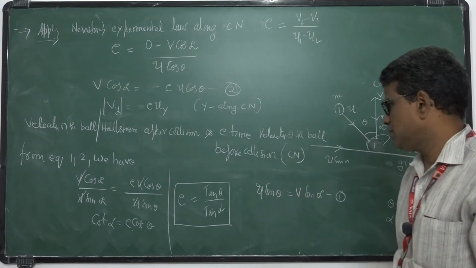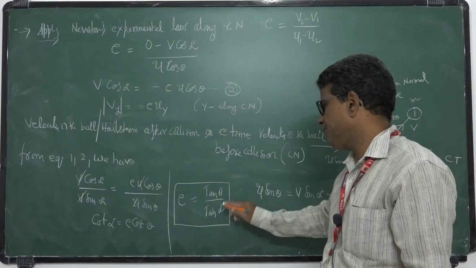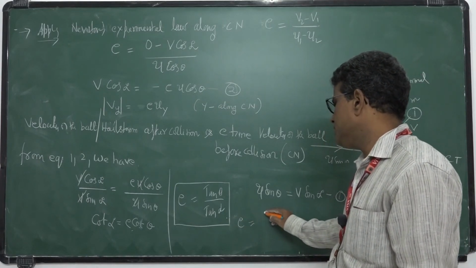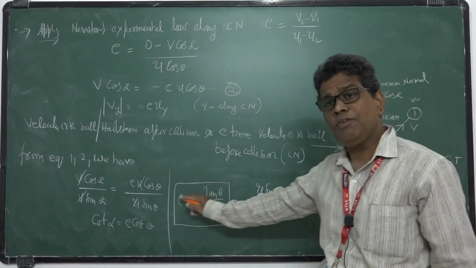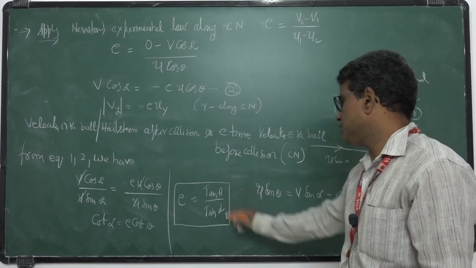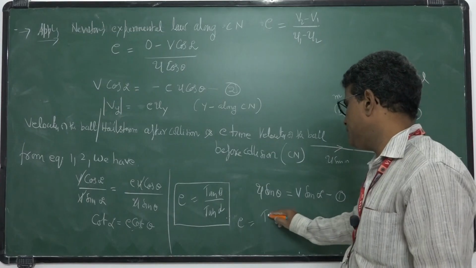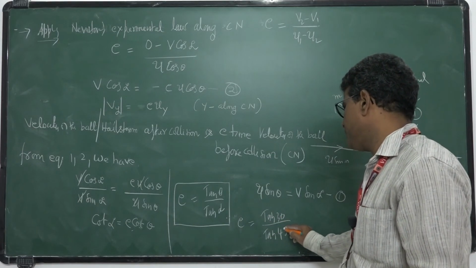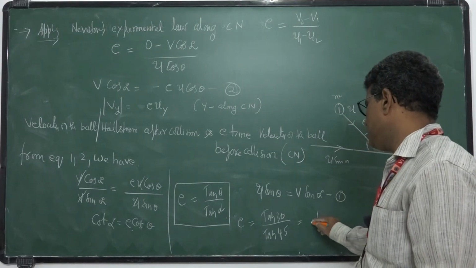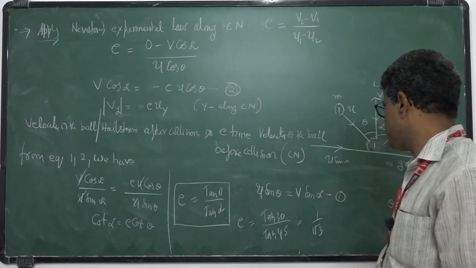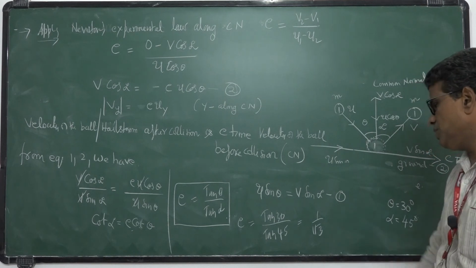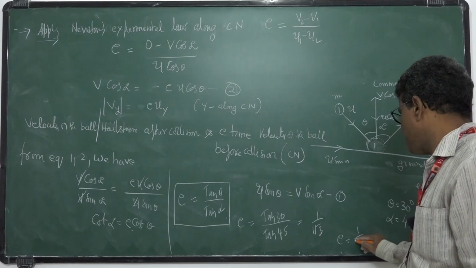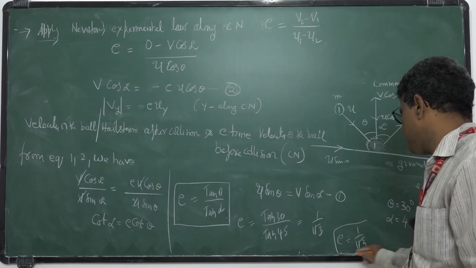You take this one. So I want this E. Theta is given, you remember this as the formula. So E is tan 30 by tan 45. Tan 45 is 1, then tan 30 is 1 by root 3. So I got E is equal to 1 by root 3. So this is the answer.